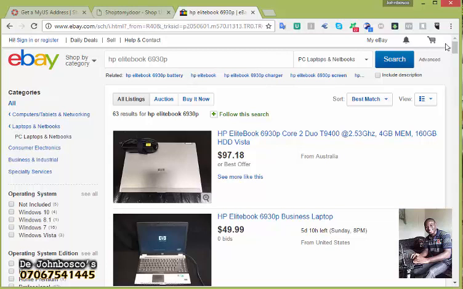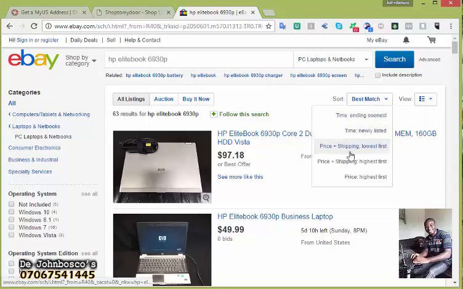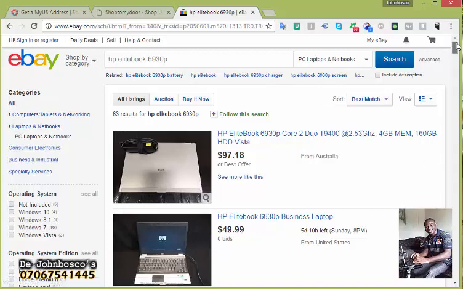Okay, just like we usually do, I can decide to say price and shipping lowest first. Okay, but let's keep it at this. The 2 groups of things here you will see are the ones that are auction and the ones that are standard prices. Like this, you are not going to debate the price. It's $50, $49.99 US. This is the price. Okay, so if you are comfortable with the price, you click on the link and make payment.